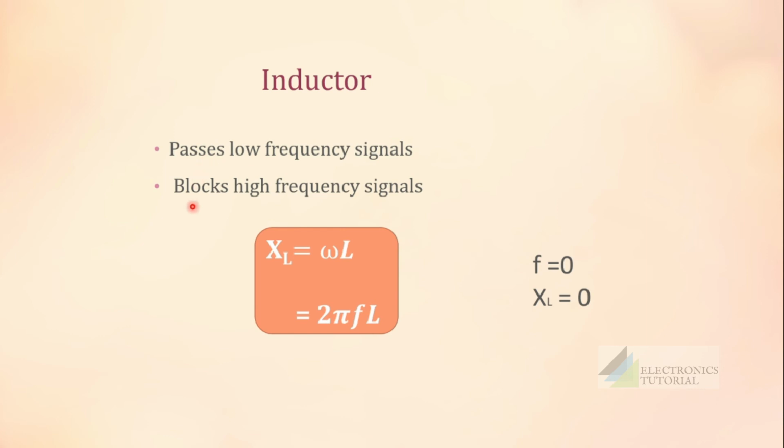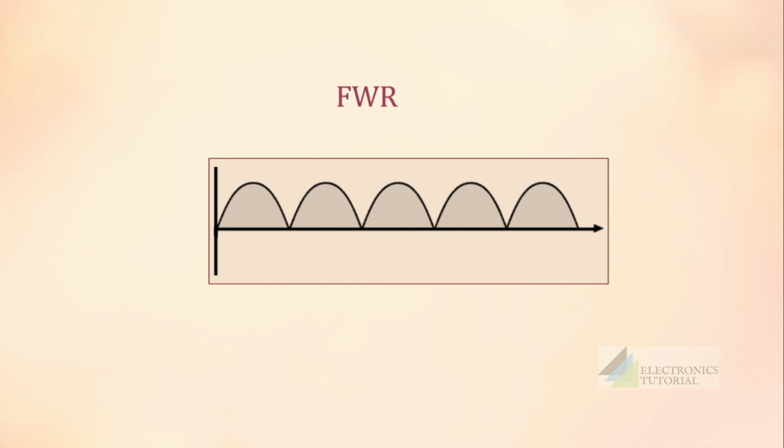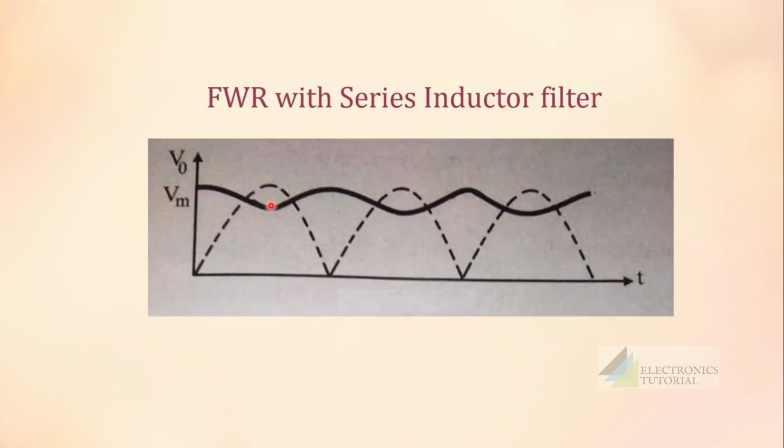And at the same time, it will be blocking high frequency signals. As this acts as a filter to filter out all the AC components, it is better to place this inductor in series with the load so that the DC signals can smoothly pass towards the output section. You're familiar with this output waveform. This is the output waveform obtained from a full wave rectifier. As we have used an inductor filter here, we won't be getting all these ripples in the output. That means the effect of these ripples will be smoothened with the help of an inductor filter. So this will be the waveform that we are going to obtain after connecting the filter section.